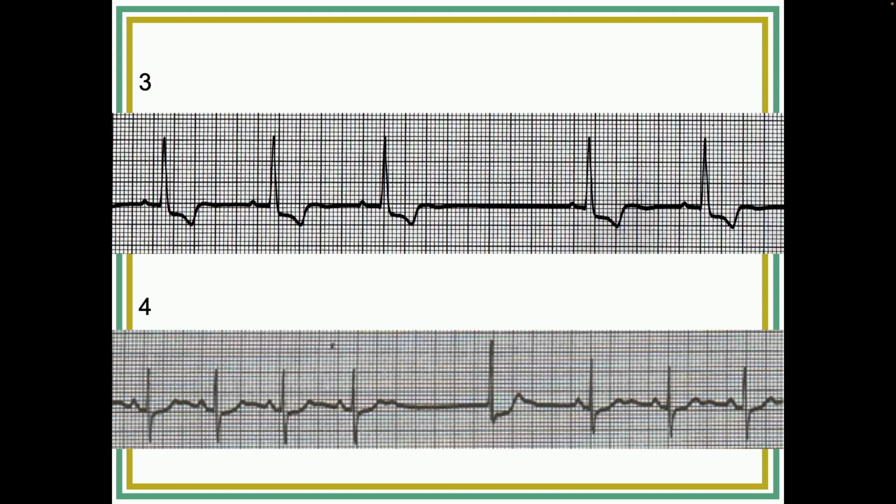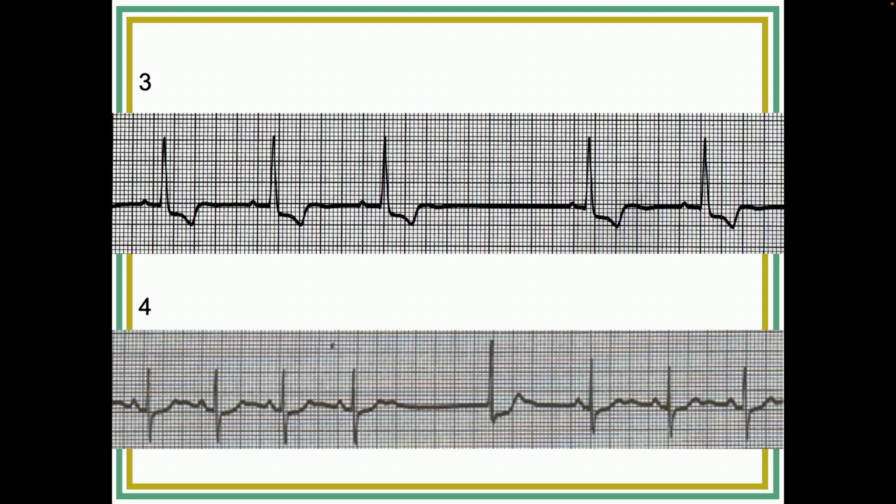Now, how are we going to know what it is? So in this particular case, what I would do is find your R to R. And if this one is exactly this, or close enough to the same by our definition of within 5 small boxes at this rate, then it's just a sinus block. It's not a true escape beat.